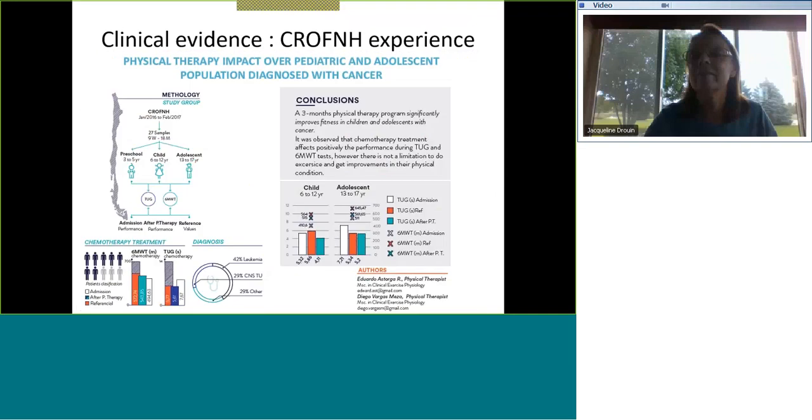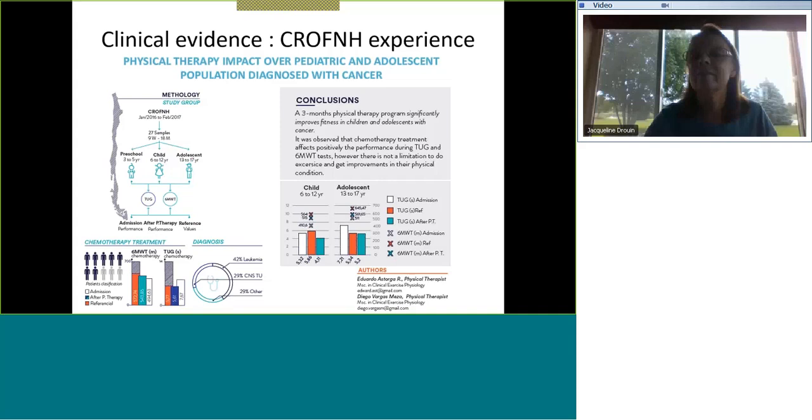Now, our third study assessed the physical therapy impact in children with cancer. It collected the data of the up and go and 6-minute walk test when they arrive at physical therapy and 3 months later. The conclusions were that a physical therapy program significantly improves fitness in children with cancer, improving both the 6-minute walk test and the up and go, as shown in the graph below.